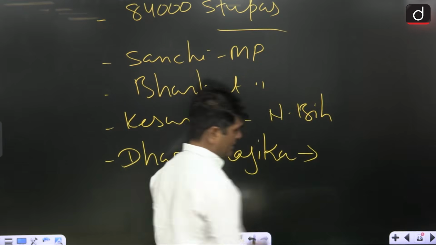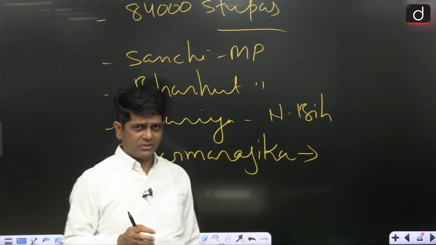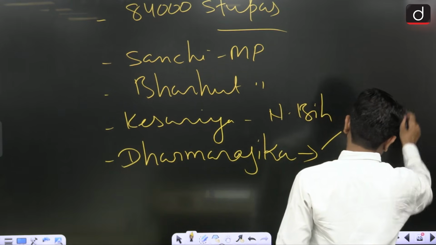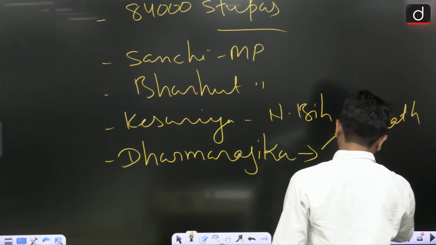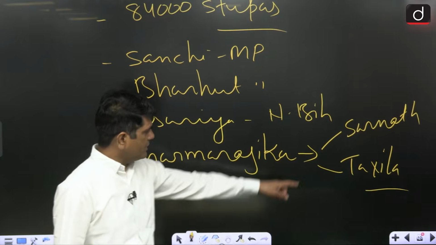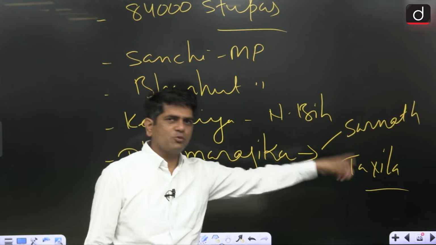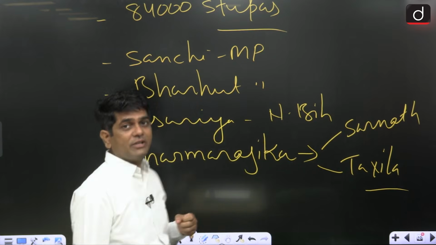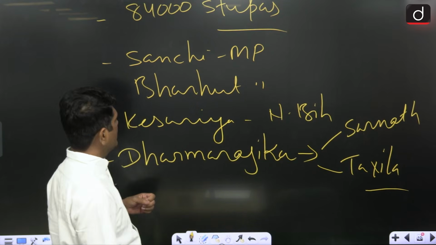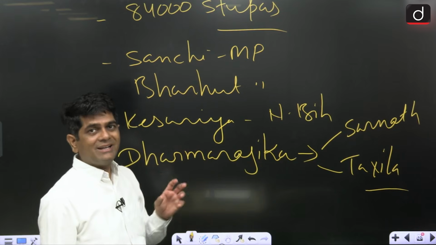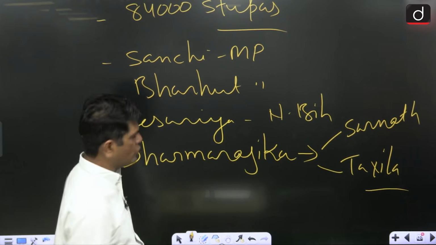Where is Dharmarajika? So we have 2 Dharmarajika Stupa. One is at Sarnath, Uttar Pradesh, and second is Takshila, Pakistan. Later, this Dharmarajika Stupa of Takshila was repaired by Kanishka in the 1st century AD. Then, apart from that, Ashoka also repaired and enlarged a stupa of Konaga Muni.